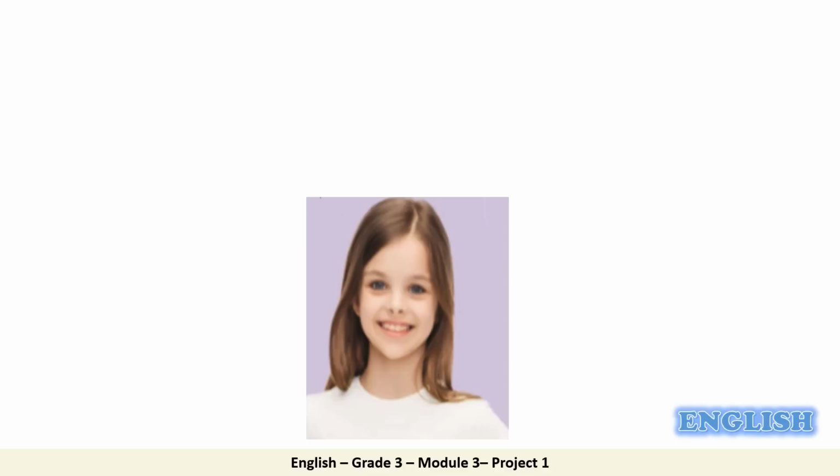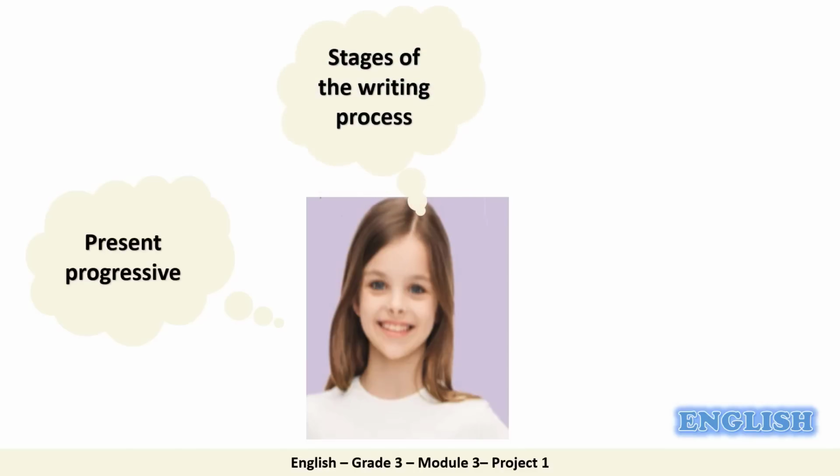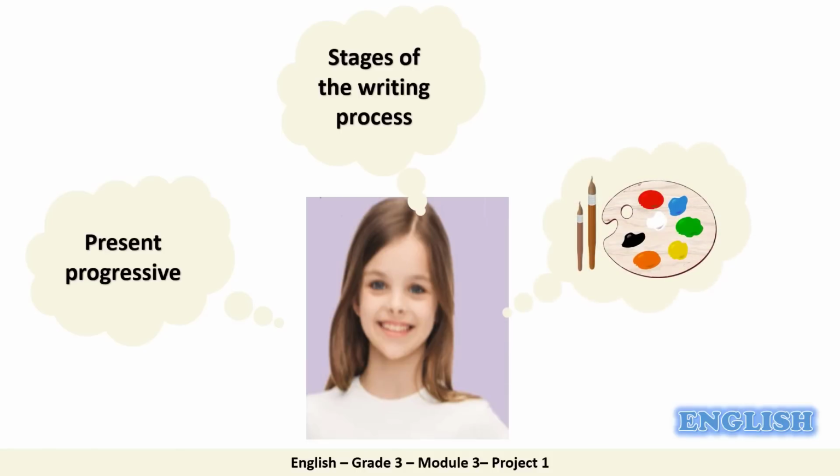Tomorrow you are going to write a similar paragraph to Noura's one. So revise the present progressive rule because you will use it to describe actions that are happening at the moment of speaking. In addition to that, go through the stages of the writing process. Prepare your material because you will draw a picture of yourself, a family member, and your pet.